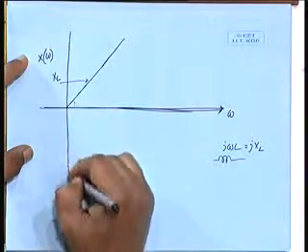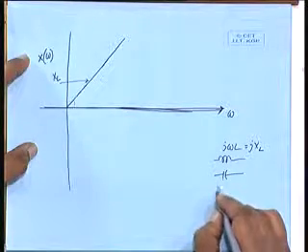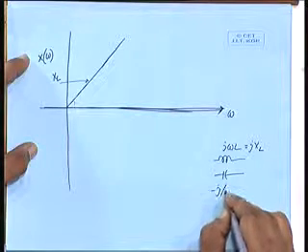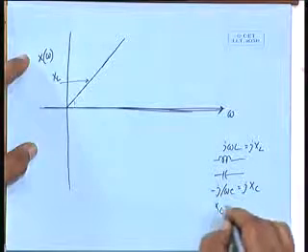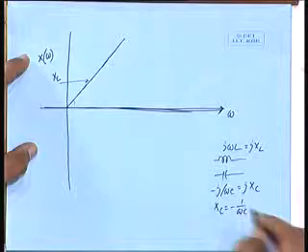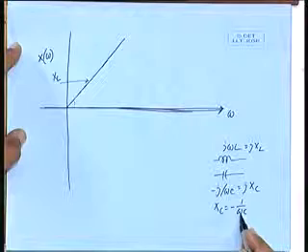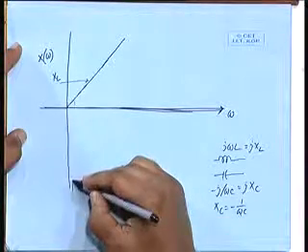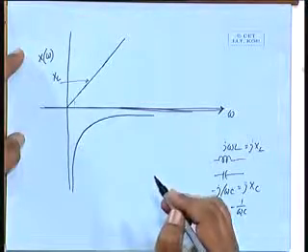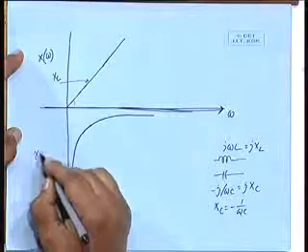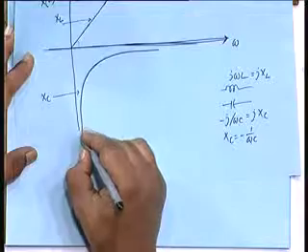What about XC? If I have a capacitor, then it is minus j by omega C, is jXC. So XC is minus 1 by omega C. Is that all right? XC is always negative. So it is inversely proportional to frequency. It will be a rectangular hyperbola varying like this. So this is XC. This is tending to infinity.